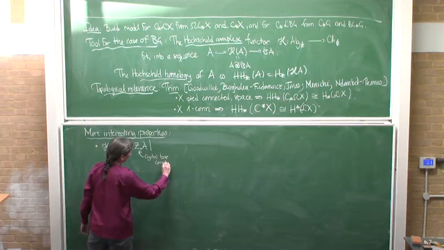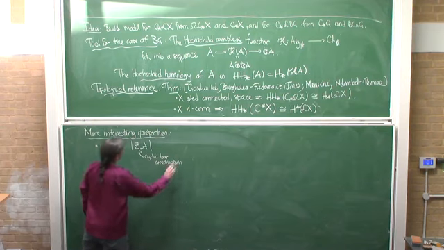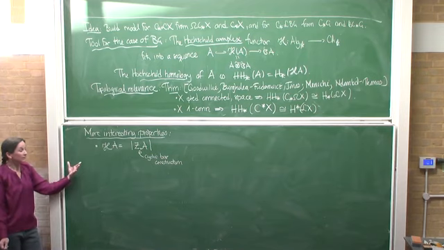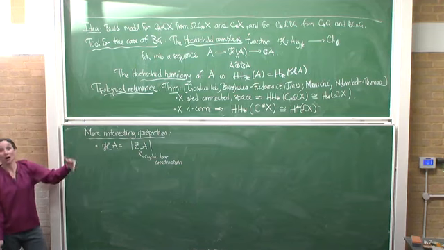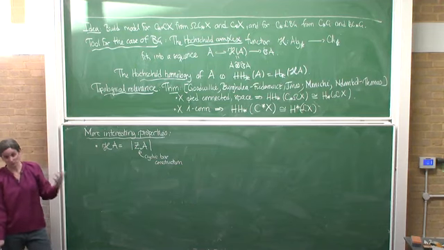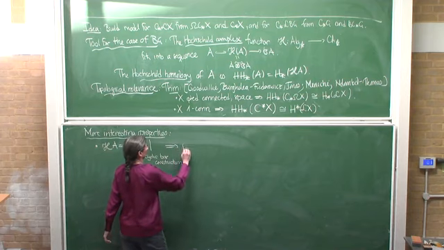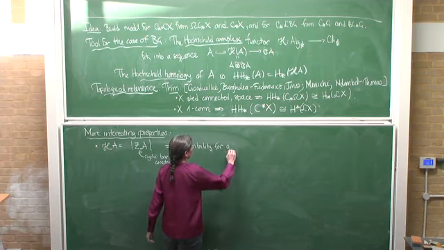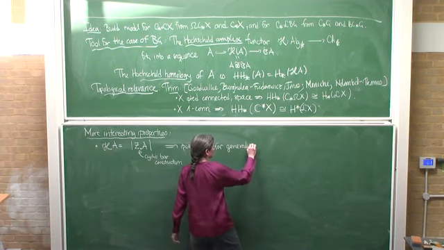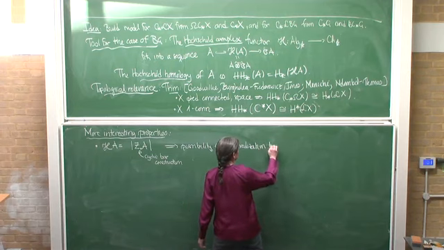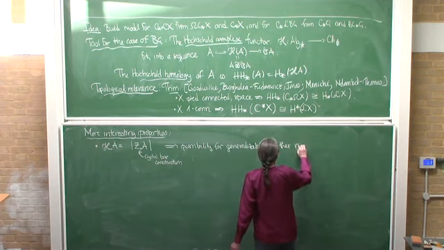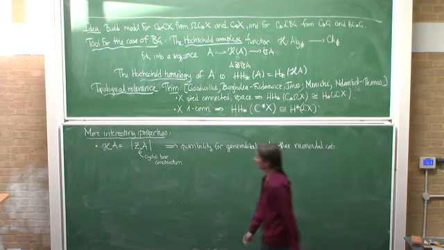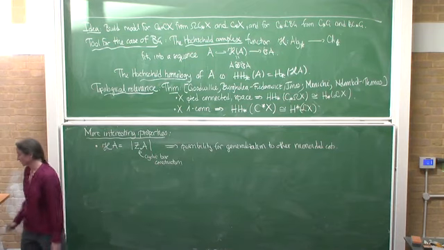Writing it this way enables one to generalize this beyond the DG world to other monoidal categories of interest, such as spectra. So, a possibility or generalization to other monoidal categories. Okay, and we will do exactly that.